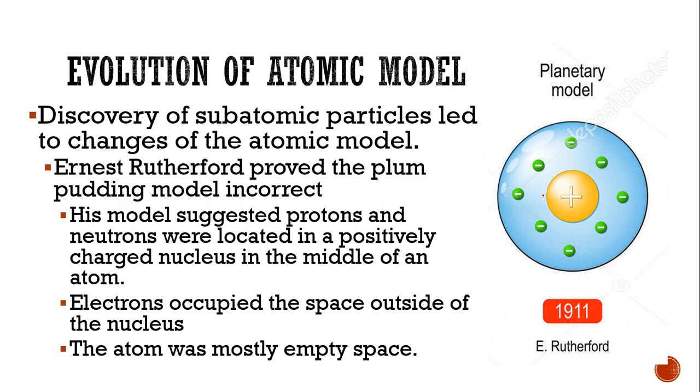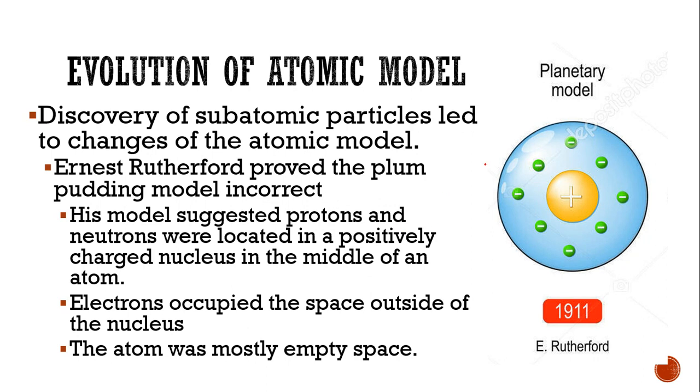And we will find out our new model was determined by Ernest Rutherford. He actually proved the plum pudding model was incorrect. And his model suggested the first existence of the nucleus that we talked about on previous slides. He said that protons and neutrons were located in the middle of the atom, and he called that area the nucleus. And he said that electrons actually occupied the space outside of the nucleus. And he also mentioned that this spot right here in the middle was where most of the mass was, and the rest of the atom was actually mostly empty space.